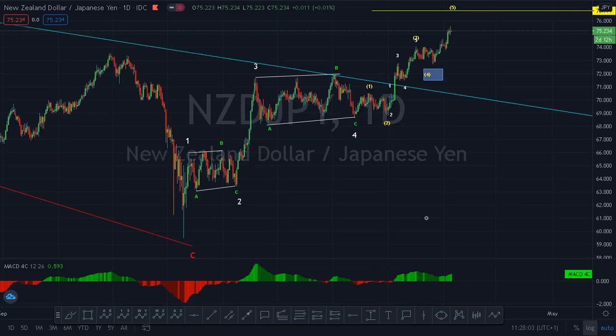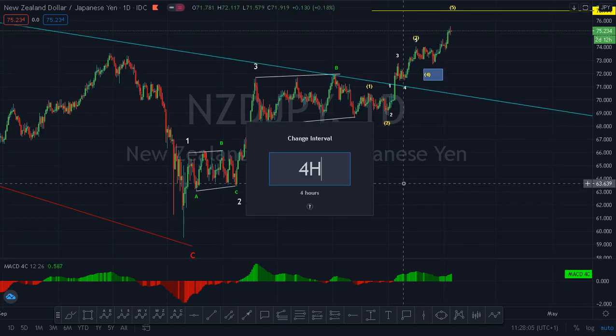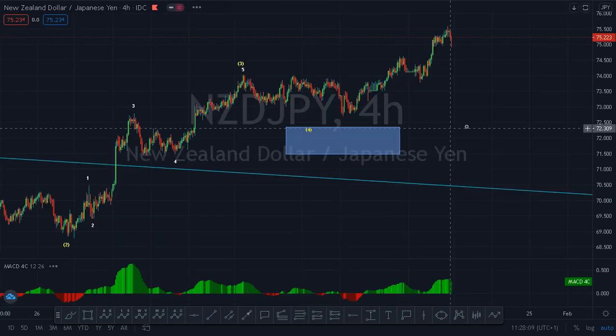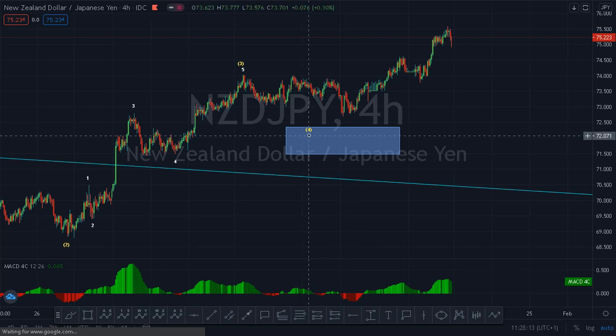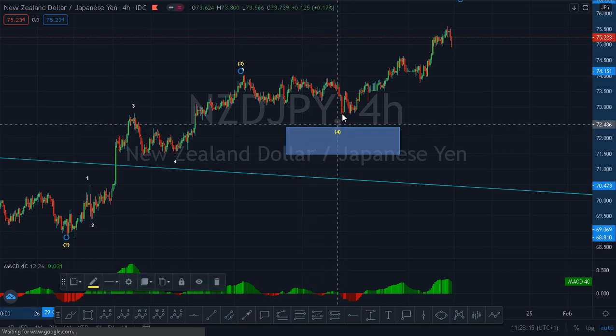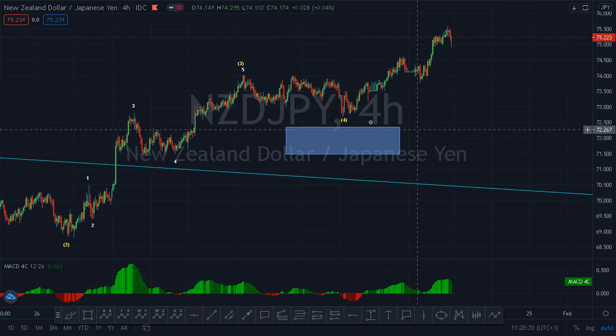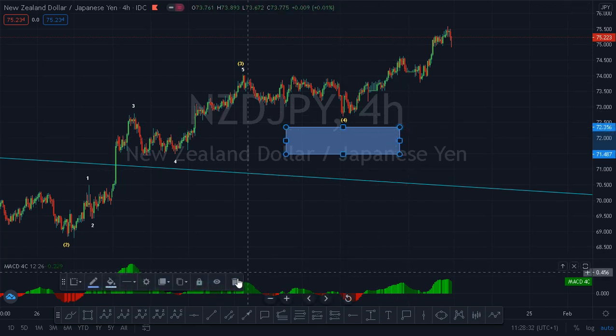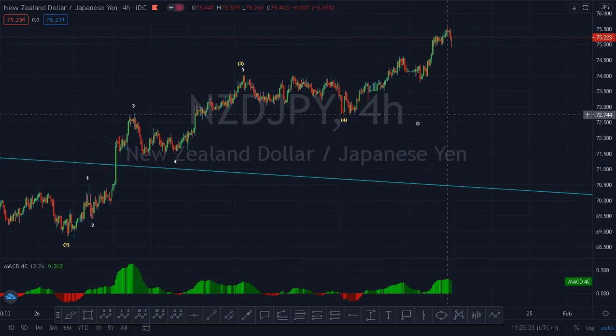But let's go to 4 hours. On 4 hours, this is where I projected wave 4 to end, but it didn't come this low. Rather, it ended above it. So I expected a zigzag, but it's almost a flat. Anyway, it's still a zigzag because this is A, B, C. Okay, but it didn't meet the target. It's still yet a zigzag.